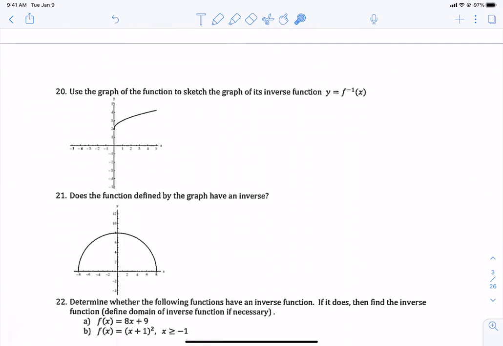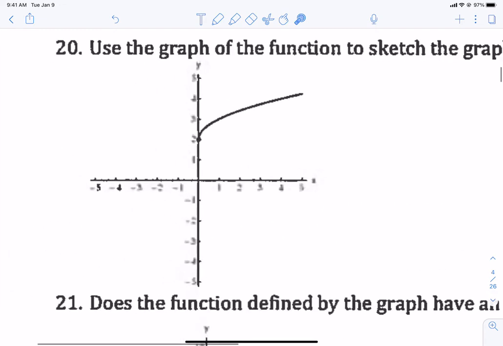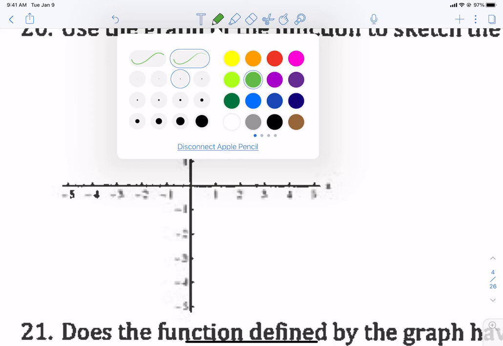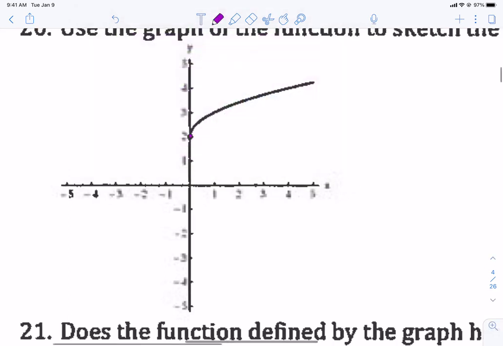Okay, let's take a look at 20. It says use the graph of the function to sketch its inverse. So what I like to do, I'm going to do the same thing I've always done with inverses. I know those are a little bit fuzzy, but I'm going to plot out some points. So that looks like the point 0, 2. This one's a decent point. That looks like the point maybe 1, 3. Let's get one more point, maybe this end point here. That looks maybe like it's 5, 4.